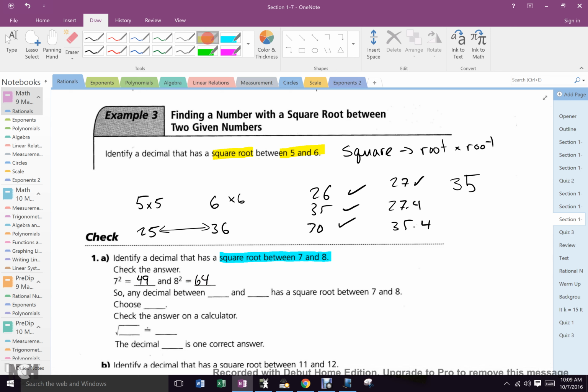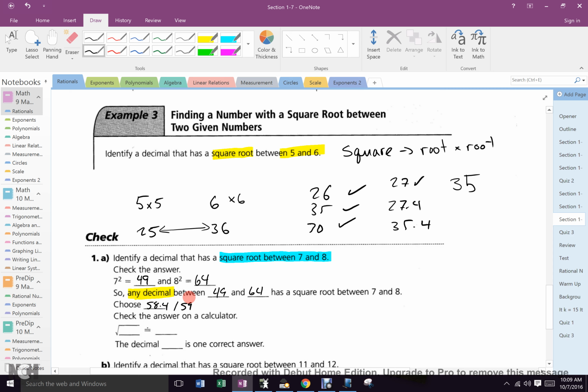So please highlight: any decimal between 49 and 64 will give us the square roots that we care about, right? Somebody choose any decimal number between 49 and 64. 58.4. Okay, so Dale has said 58.4. Austin, what was your answer going to be? 59. That's fine. 59 is a decimal, isn't it?